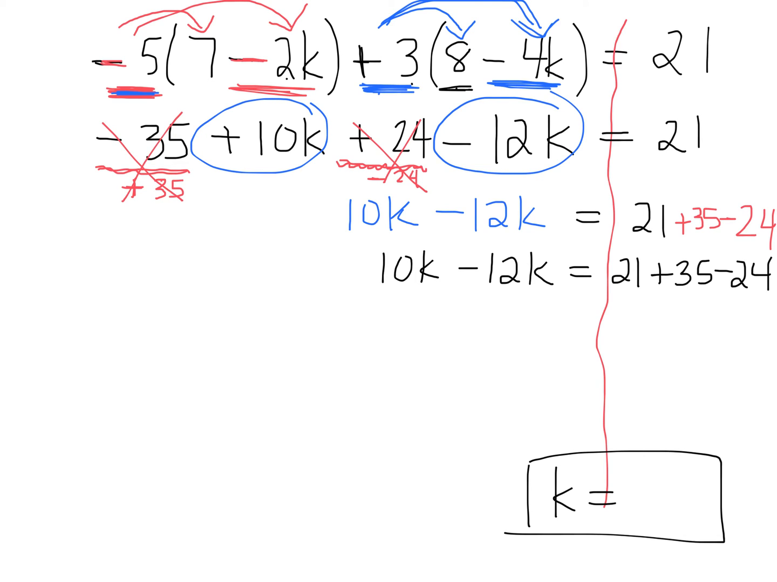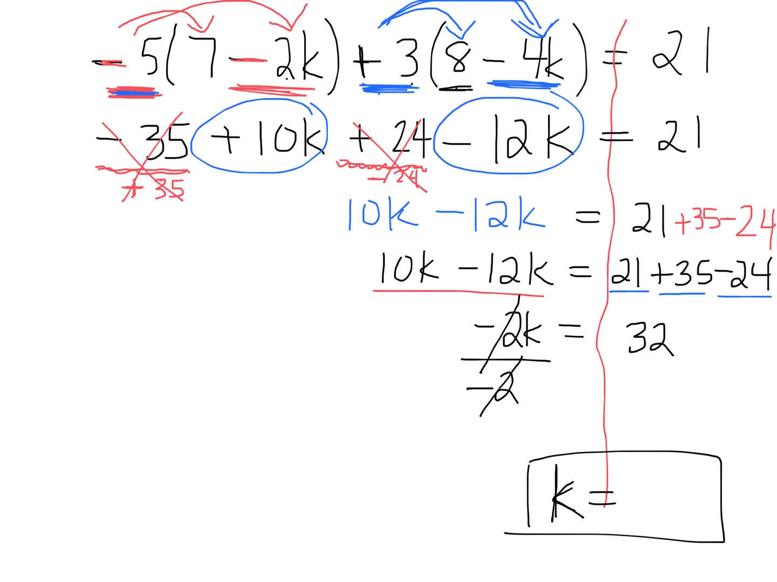Okay, can you actually calculate what 10k take away 12k is? Negative 2k. What is 21 plus 35 take away 24? 32. I have negative 2 times k. What's the opposite of multiplication? What am I dividing by? Negative 2. I want to just have positive k by itself.